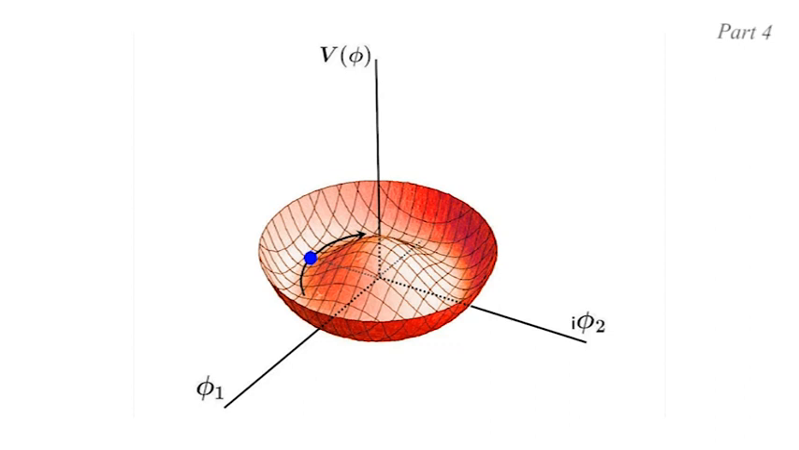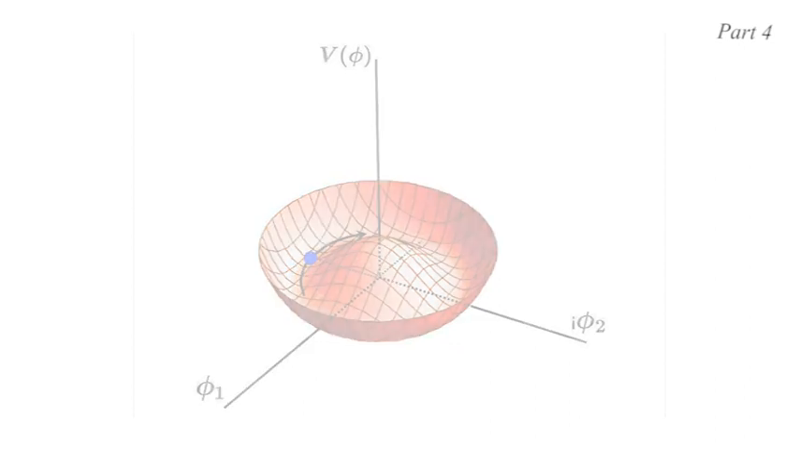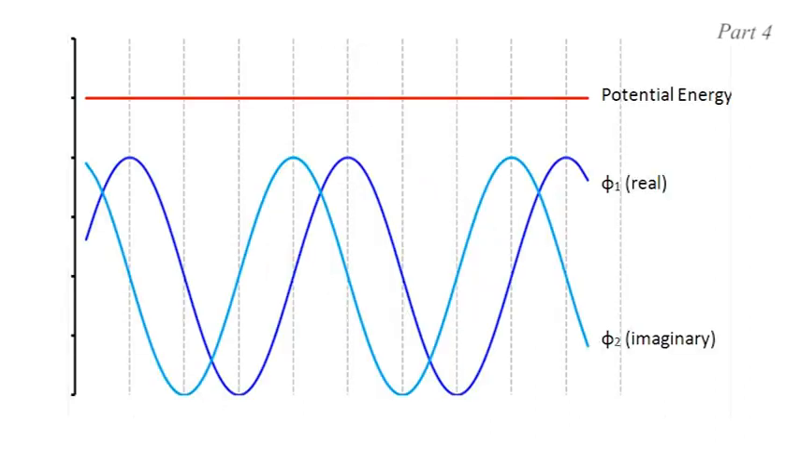When the field changes or vibrates in this way, it's as though the ball is going along a flat surface around the valley. The potential energy doesn't change, it's constant. That means the particle from the excitation is massless. Here's what the oscillation at this point might look like as a plot against time, with the real and imaginary parts in blue again. Note that I've also shown the potential energy to be constant and unchanging. This is a kinetic wave only.